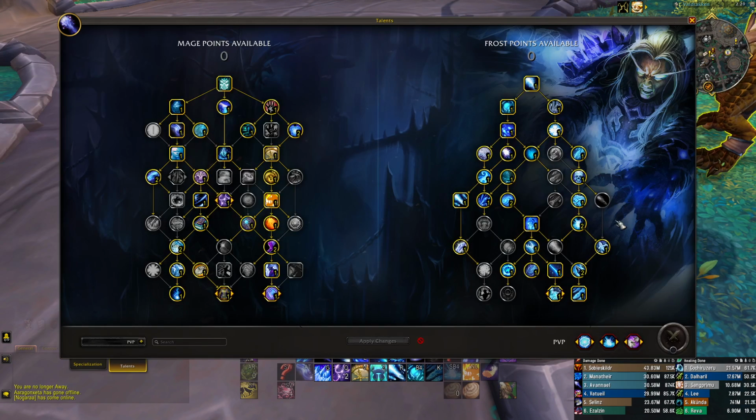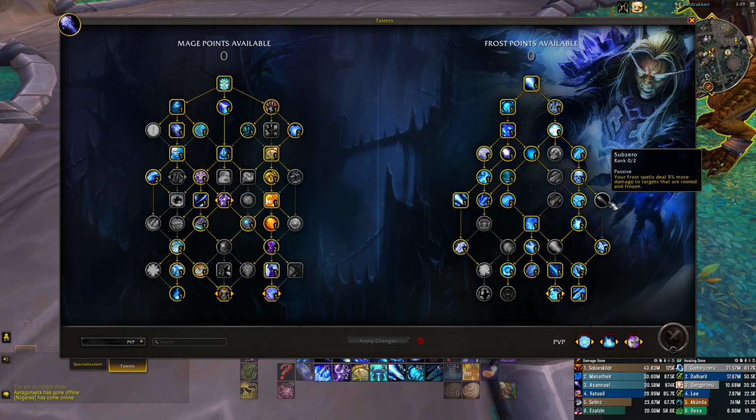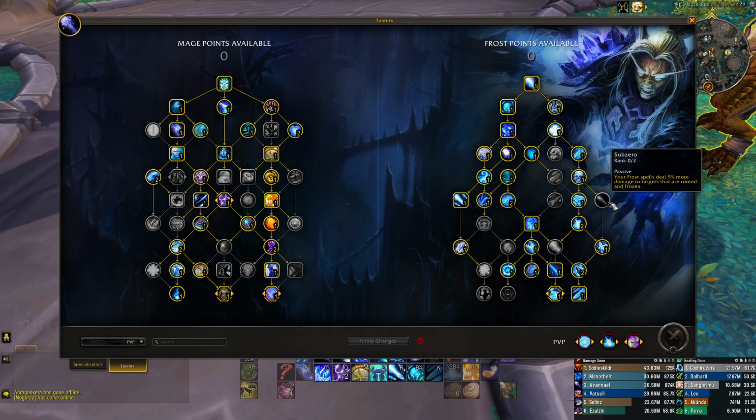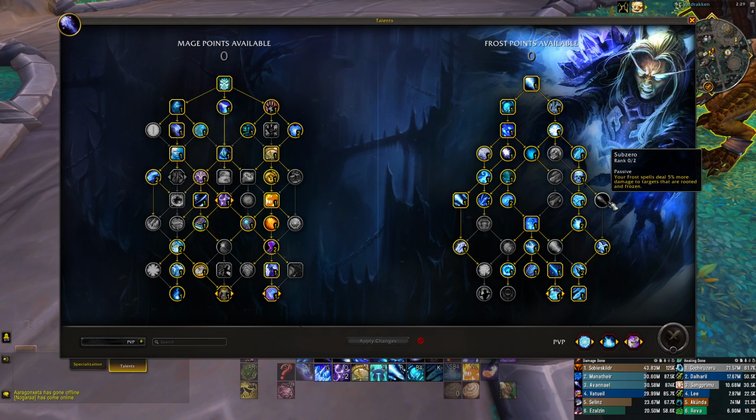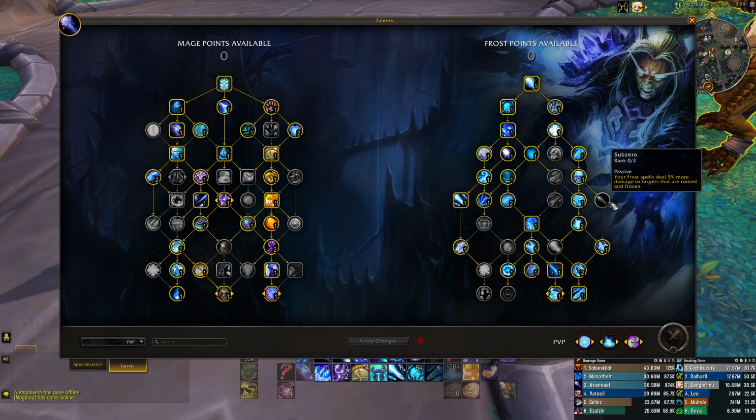Alright, then we have another talent, Sub-Zero. Your frost spells deal 5% more damage to targets that are rooted and frozen. This is an "and", right? It's not an "or". They need to be rooted and they need to be frozen. I'm going to be honest, I did want to have a druid come Entangling Roots a target while I Ice Lanced it with Flurry active. I didn't do that before this video.